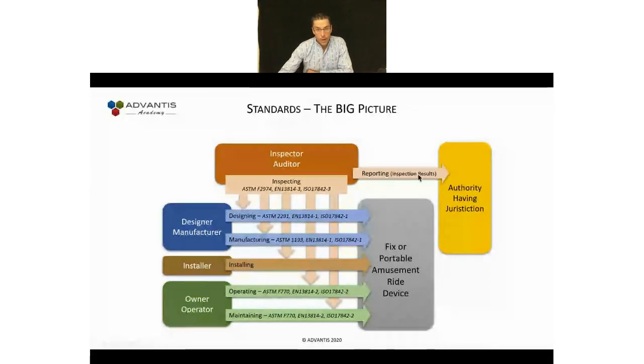He's going to report back his results, but then there's one piece missing. How do I know that he is qualified enough? And so that's the accreditation process that would then come from the authority, which when he's accredited, then the authority is going to give a permit to operate the ride. That's very high level how all this works together, all the different stakeholders.